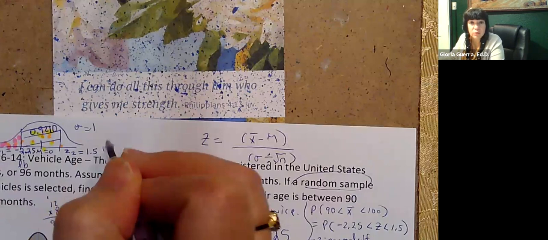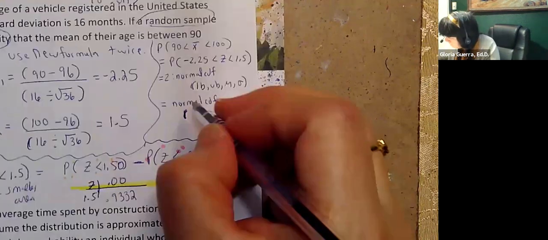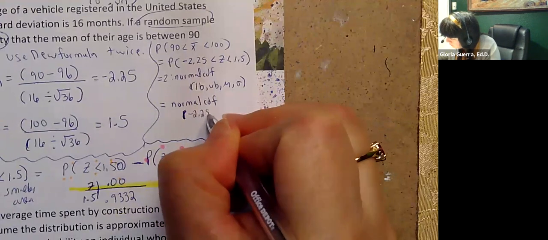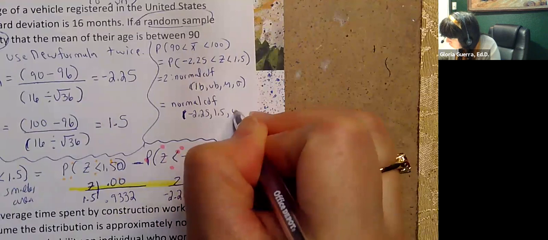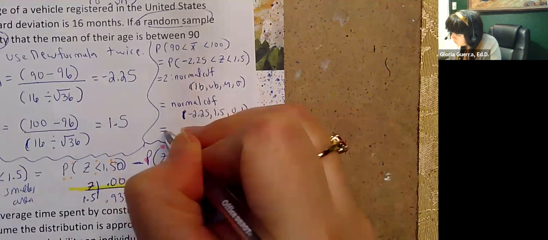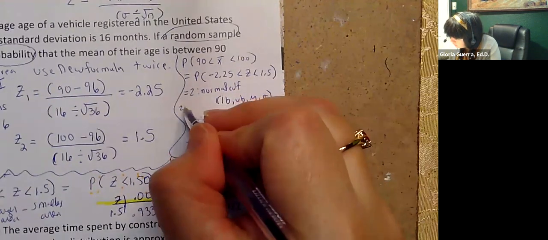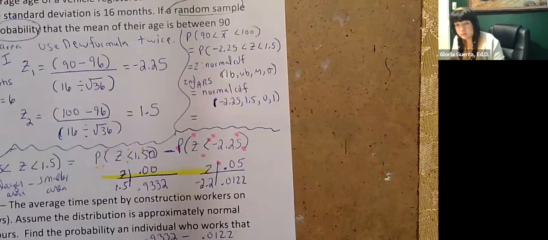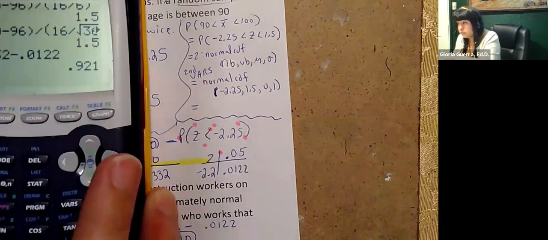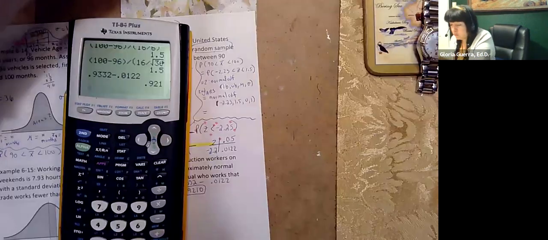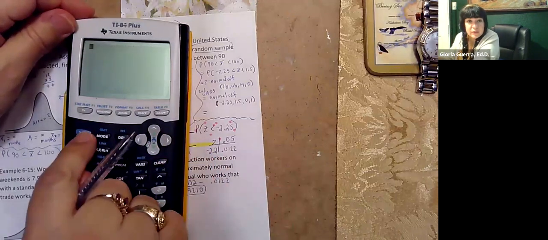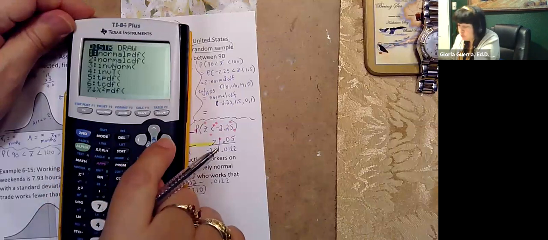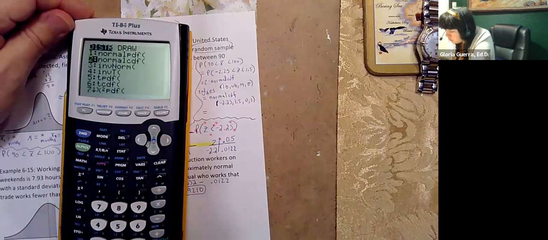So you have negative 2.25, and then your upper bound is 1.5 and then 0 and 1. And remember that's second vars. So when you do that on your calculator, second vars. So here's your second, here's your vars. Okay, so second vars, and then you want number 2. So scroll down to number 2, hit enter, normal CDF.